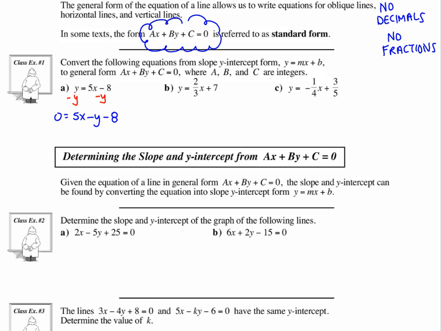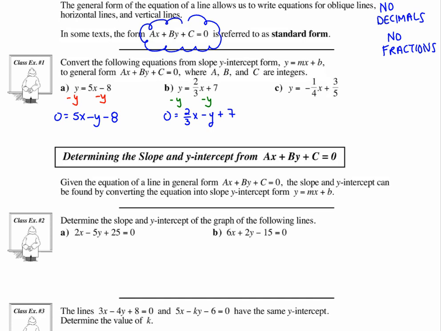So next one. First step is always moving your y over. Well, I guess you could either move your y over or you can get rid of the fraction first. Doesn't matter which one you do first. So what do you want to do? Subtract y. So we have 0 equals 2/3 x minus y plus 7.